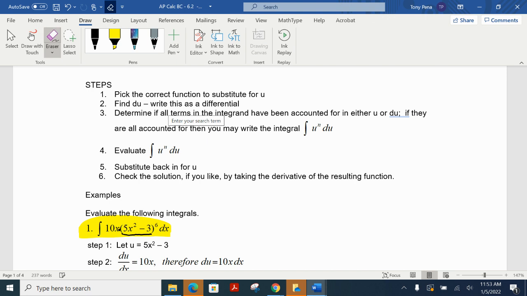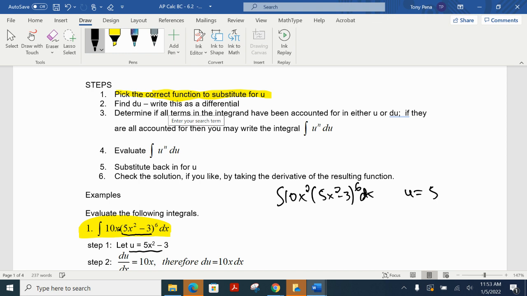So our steps, if we look at the top here: the first step is to pick the correct part of the function that you want to substitute for your u. In this case, I said let u equal 5x squared minus 3. I'm going to do it over here so you can follow how this is going to look in a second, but the work is also done on the paper.